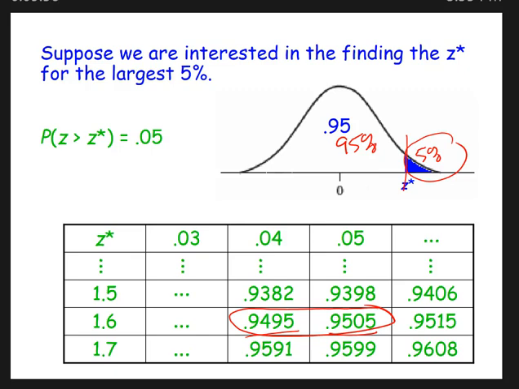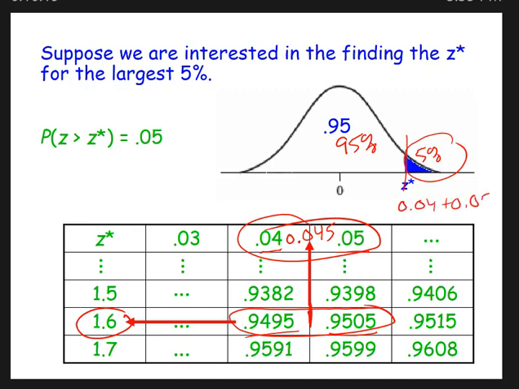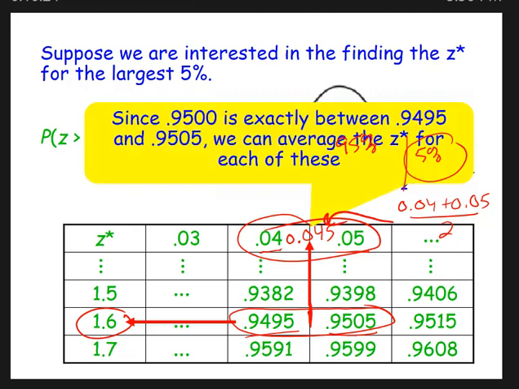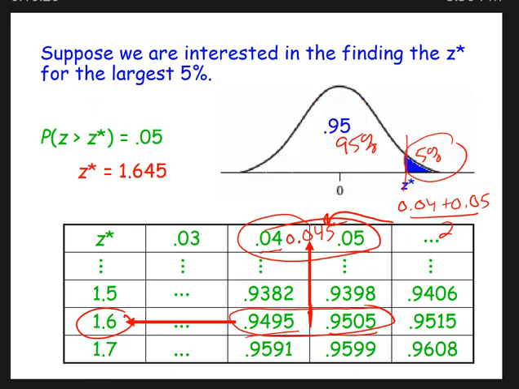Unfortunately, neither one of those is closest to the 0.9500. It's exactly in between them. So because it's exactly in between them, we choose a number exactly in between these two. So it's 1.6, but we can't choose between the 04 or the 05, so I do 0.045. If I add those together, 0.04 plus 0.05 and divide by 2, I get 0.045. So we use 1.645. Not 1.64 or 1.65, it's right between them.